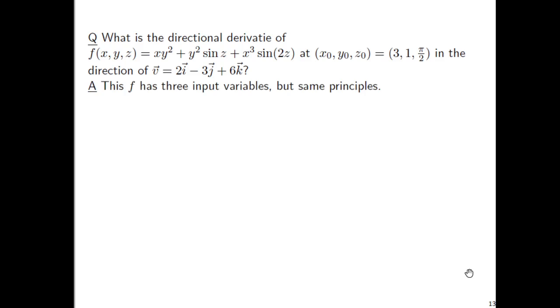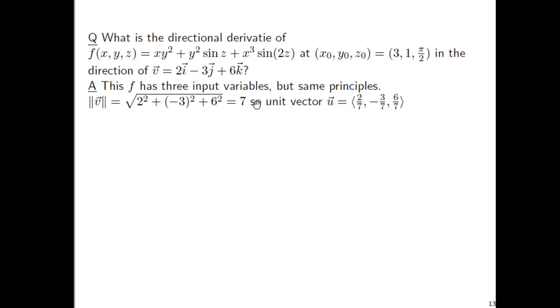So 3 input variables, but I hope it's not too hard. Even though we haven't gone through all the formulas in careful detail, it's exactly what you think should happen. All the same principles apply. We take the vector that we were provided. It was in the ijk notation, but of course we could have set an angle bracket 2, negative 3, 6. Here's the magnitude, happens to be 7. Turned out to be a whole number if I did my calculations correctly.